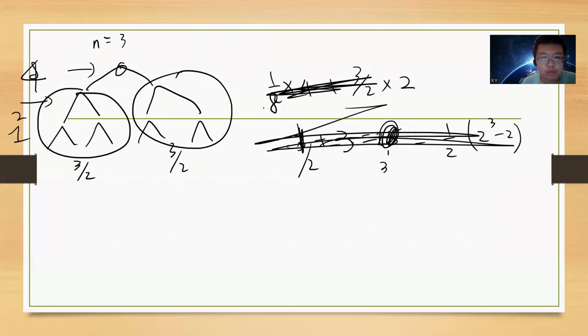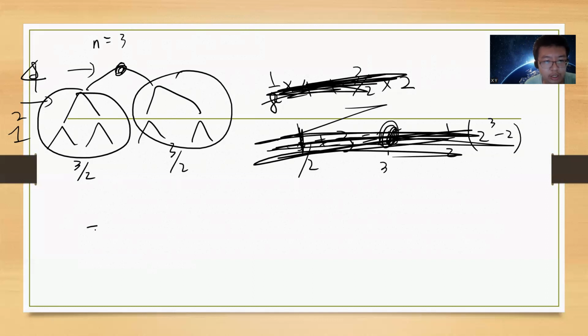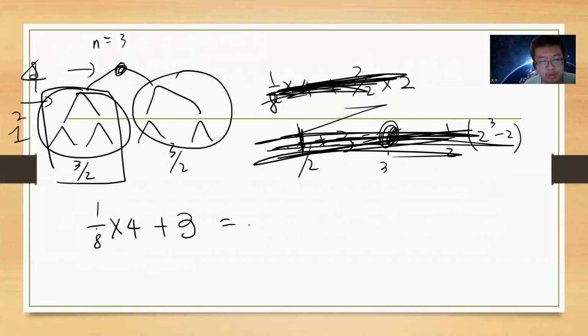Okay, so for this one, let me just recompute. So this guy, I get 1 over a probability, I get 4 points. And for this one, right, by previous probability, I know the expectation value is 3 divided by 2. So I should just times 3. So I should have plus 3 should be 3.5. And then let me just write as 1 divided by 2, 2 to the 3 minus 1.